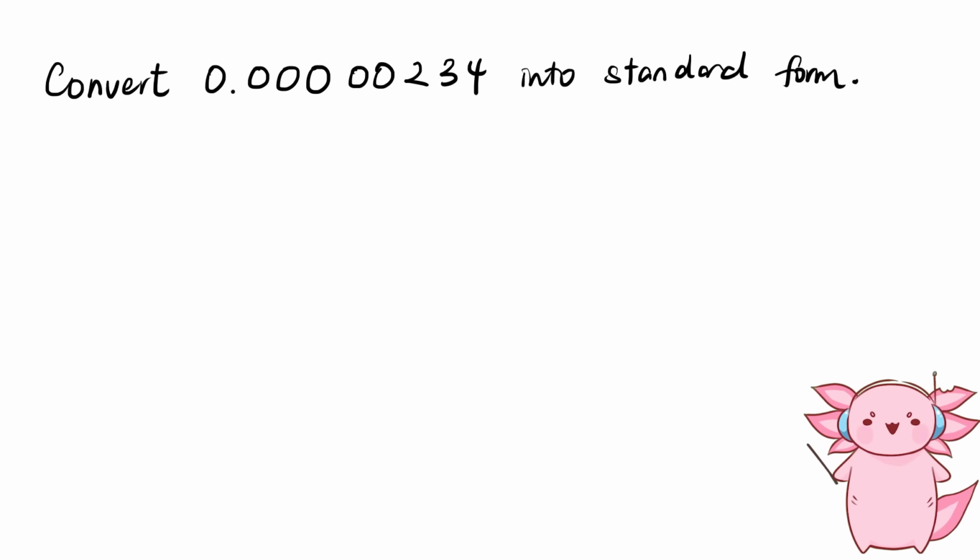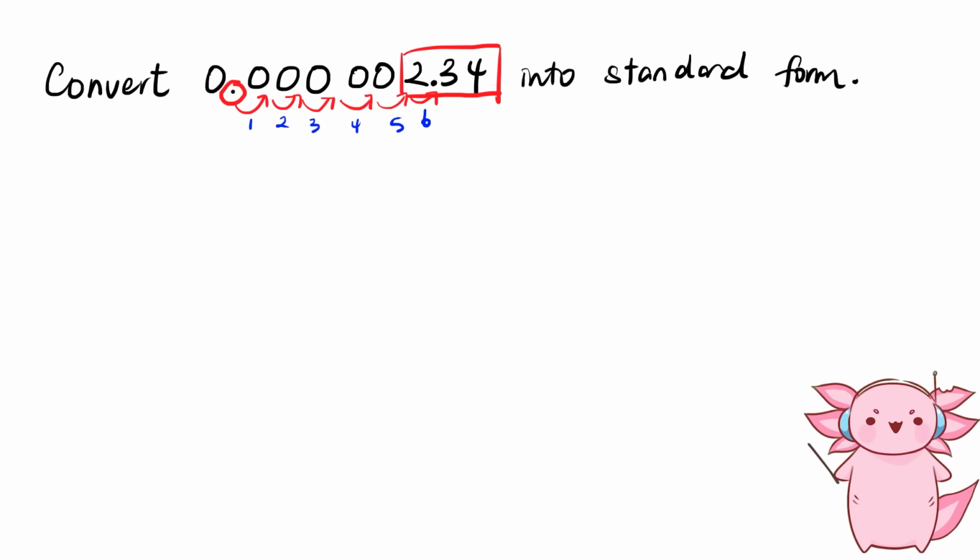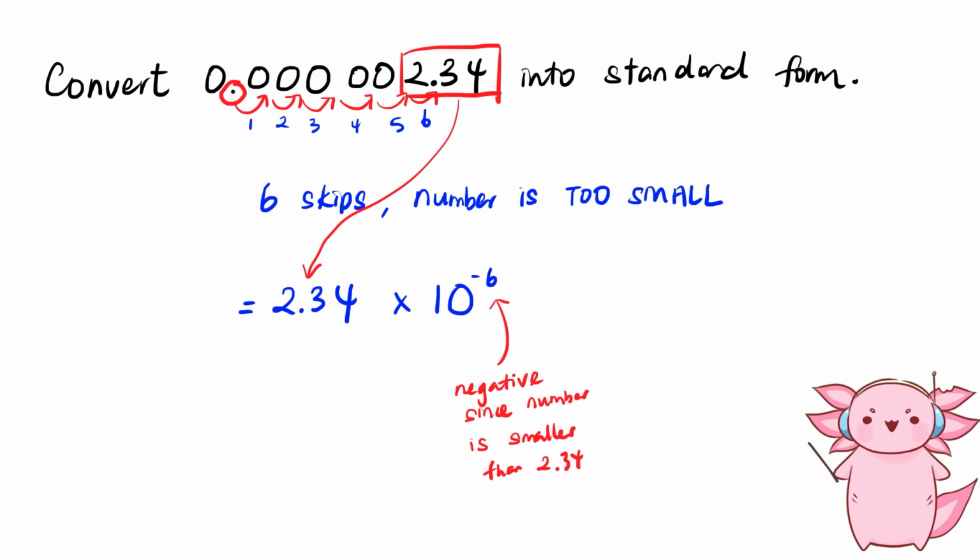Okay, to convert this really small number here, we try to shift this decimal point so that we get a number from between 1 to 10. So we keep shifting until we get 2.34 over here. We count the number of skips this decimal point had to move, so because it skips 6 times, it becomes 2.34 times 10 to the power of negative 6.